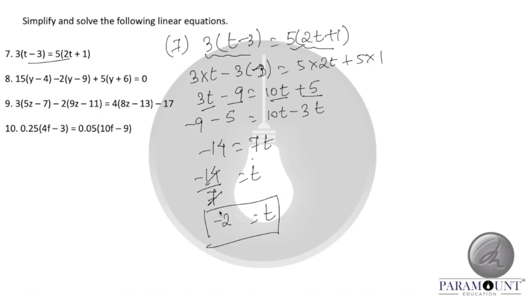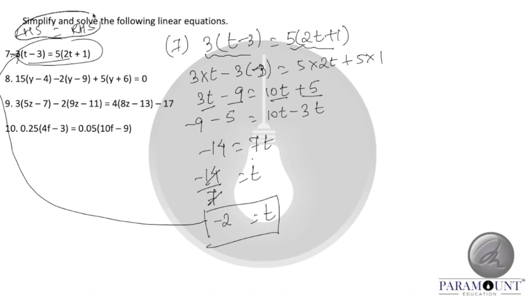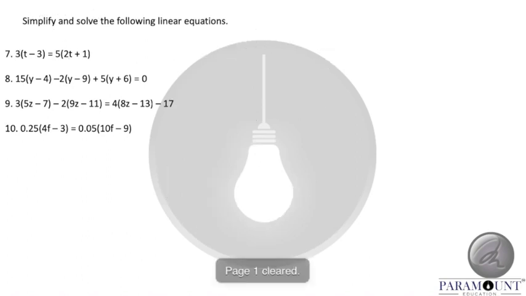So now if I ask you to verify this equation, you need to put this value of t in this equation and find out whether the values of LHS and RHS are equal or not. If the values of LHS and RHS are equal, then the value of t which you get after solving this equation is right. Otherwise you need to do this calculation again in order to get the right answer.